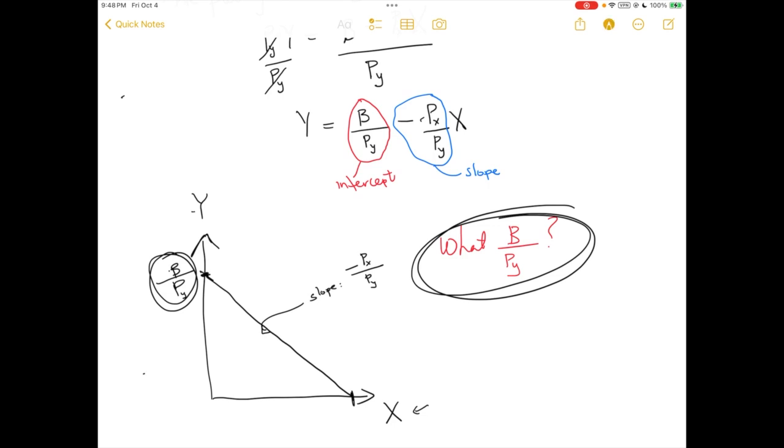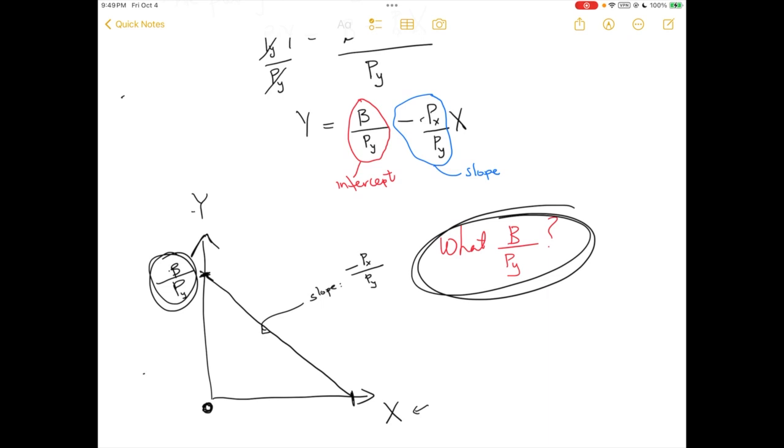At this point where we have b over py, note that x is just 0, right? So this means that you walk into the store, you have the budget, some amount of money, and you're not purchasing any of good X. You're only purchasing good Y. In that case, all of the budget goes towards good Y. That means you take your budget and you divide it by the price of good Y. That will give you the quantity of good Y to buy with the entire budget.